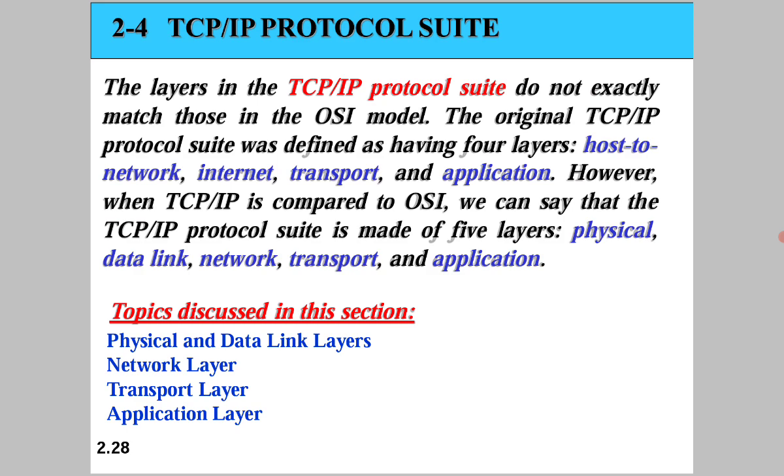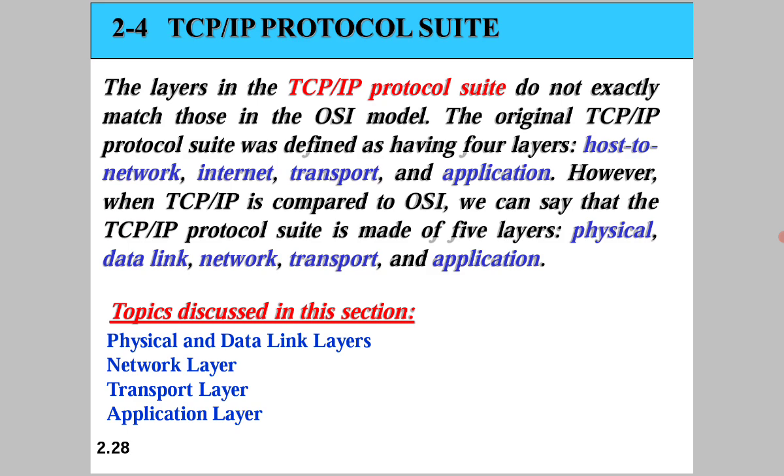However, when TCP/IP is compared to OSI, we can say that the TCP/IP protocol suite is made of five layers: physical, data link layer, network layer, transport, and application layers. So what are the different layers in TCP/IP? Second model is TCP/IP: physical layer, data link layer, network layer, transport layer, and application layer.